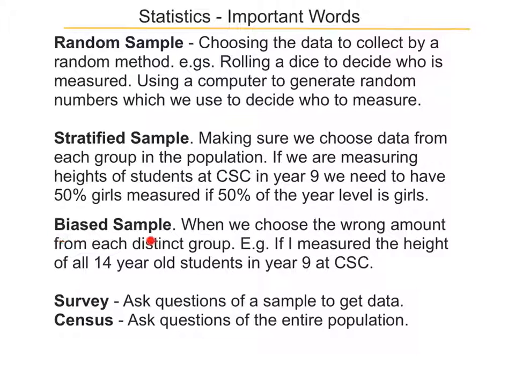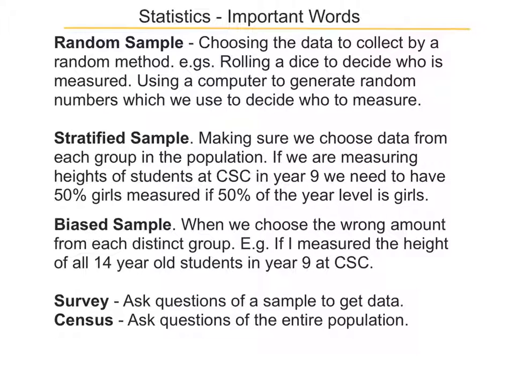The next one, biased sample, is what happens when things go wrong. So for example, if I was trying to measure the heights of students in Year 9 at CSC and I only measured the 14-year-old students, you could imagine that the 15-year-olds would be a bit bigger, and so therefore my sample would be biased and I'd get a lower value for all the heights than I could expect to if I measured everybody in the entire population.